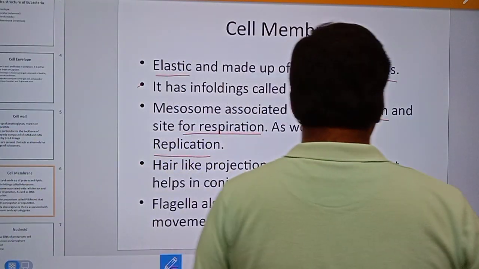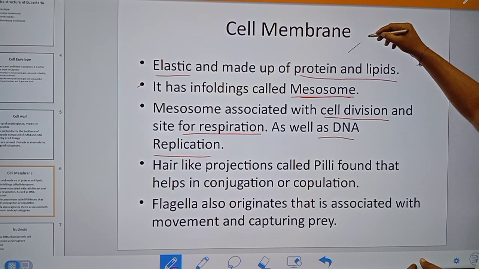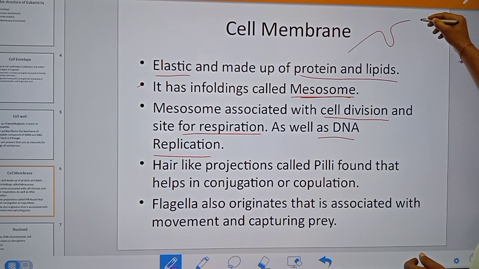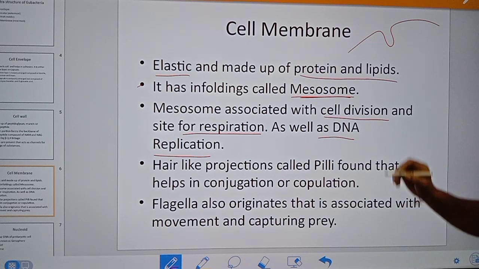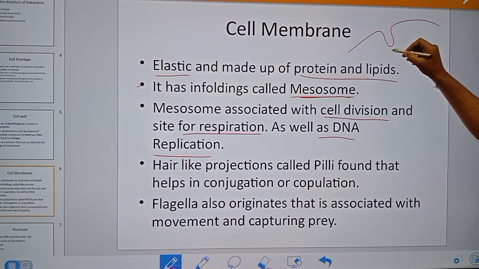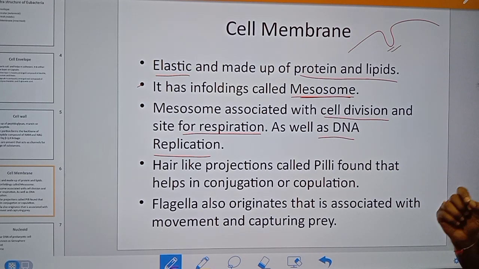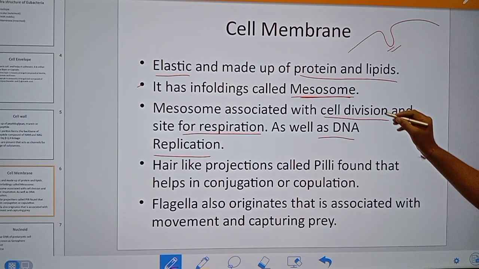So how does this mesosome look like? If this is the cell membrane, it has some infolding-like structures. These infolding-like structures are called mesosomes. And this mesosome is associated with cell division.